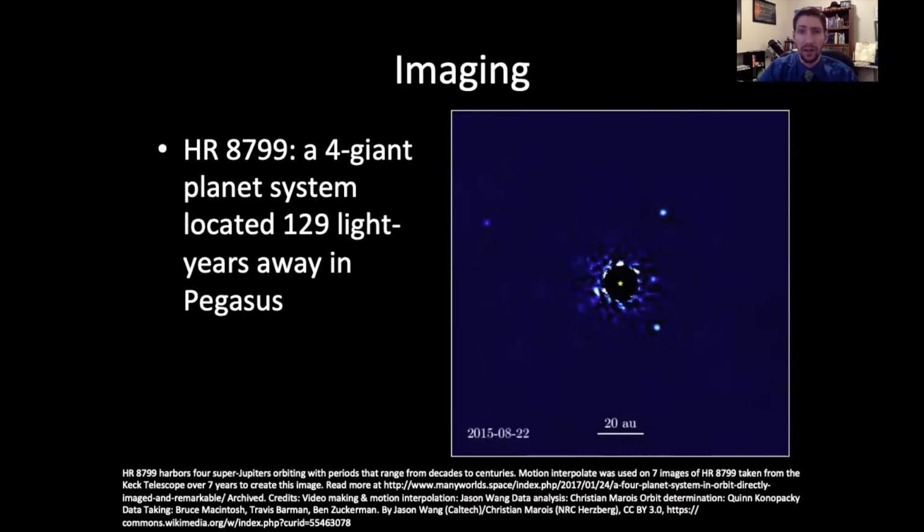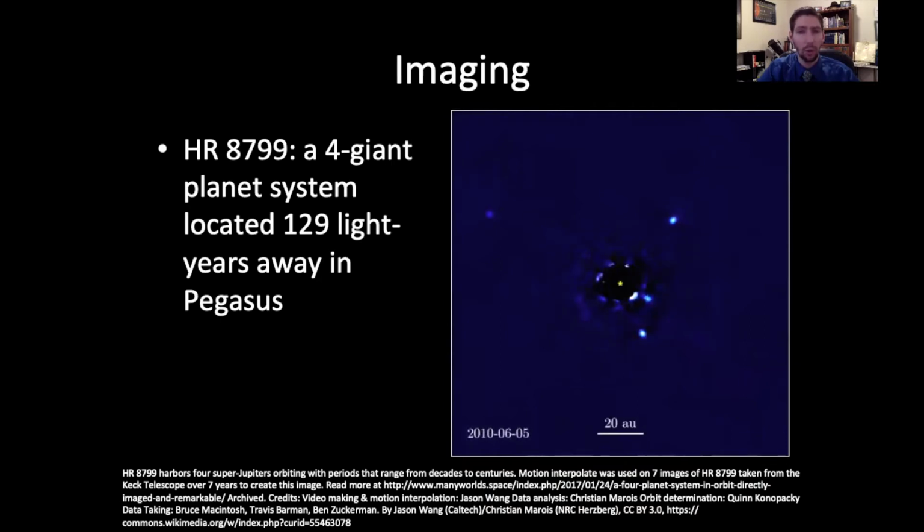HR 8799 was the first multi-planet system where the planets were discovered through direct imaging. This system includes 4 giant planets, most likely more massive than Jupiter, located 129 light years away, and they are all on wide orbits. That way they are far enough away from their star that we can observe them by direct imaging.